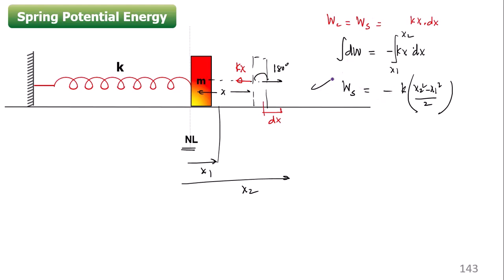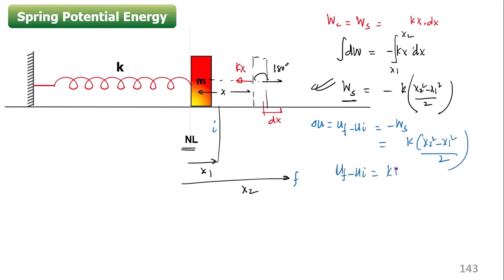Now, this is the work done by the spring force. So negative of that will be the change in potential energy. So initially, let us say, the initial point is the x1 location, and the final point is the final position. So delta U, the change in potential energy, is equal to U final minus U initial, that should be equal to minus of Ws. So minus of Ws is what? So plus k times x2 square minus x1 square by 2. So that means U final minus U initial should be equal to k times x2 square by 2 minus k times x1 square by 2.